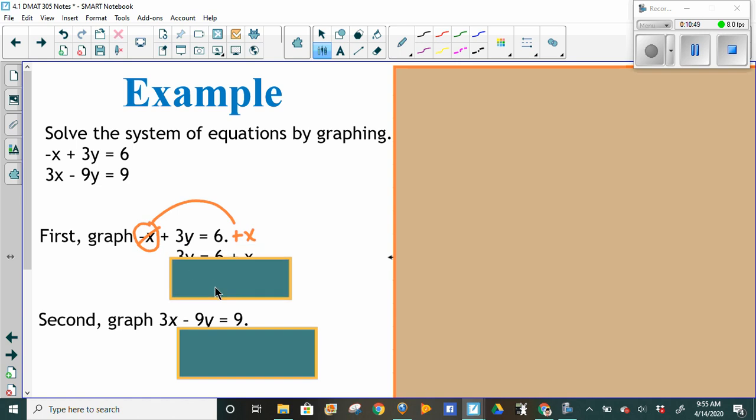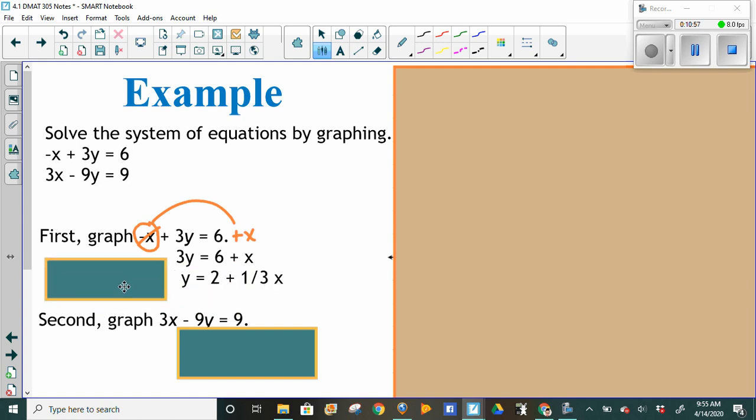So then we get 3y equals 6 plus x, and then we're going to divide both sides by 3. So when we divide everything by 3, we get y equals 6 divided by 3 is 2. And remember there's a 1 there, so that's 1 over 3 x.